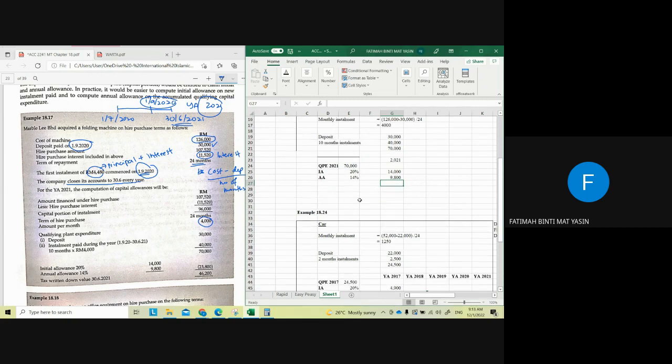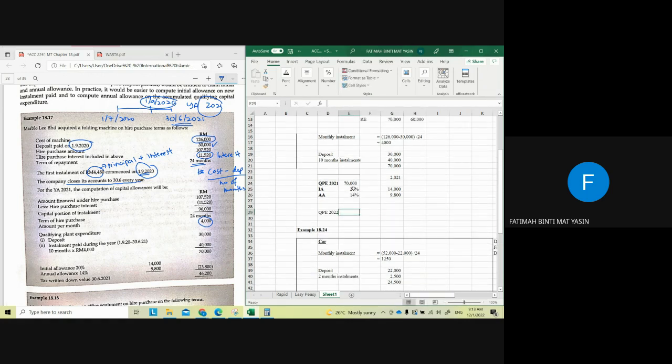Okay, and then if you want to calculate for 2022, the QPE again is based on how much you paid for the year. So for 2022, the basis period starts from 1st July 2021 until 30th June 2022. So the number of months is obviously 12 months. So in 2022, the company paid 4,000, you multiply by 12. Okay, so that will be the QPE for 2022.